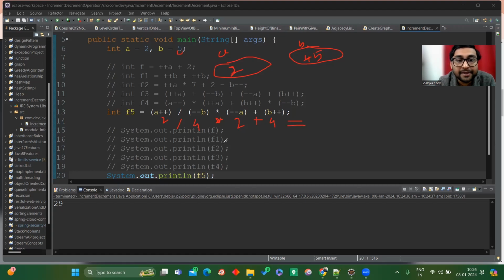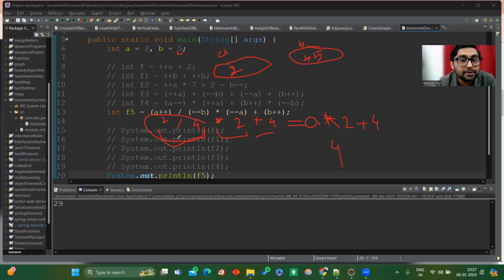So if I calculate this, we have to apply the BODMAS rule. What does the BODMAS rule say? First we do division, then multiplication of the resultant value, and then addition. So it's 2 by 4. It's normal integer division, so we get the quotient, and 2 divided by 4 gives quotient 0. Then it's multiply: 0 multiplied by 2 plus 4. 0 multiplied by 2 is 0, and 0 plus 4 is 4. The final output will be 4.